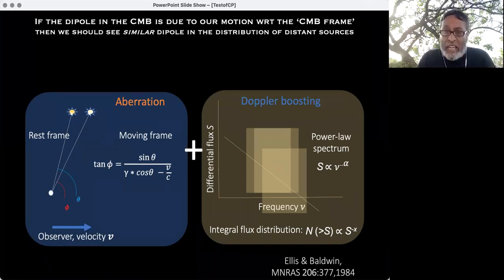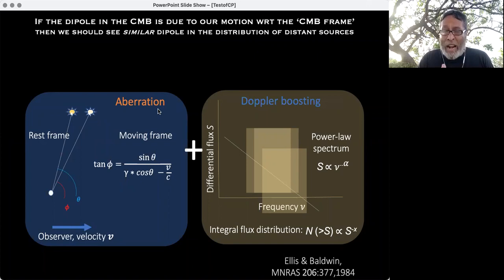And George Ellis and John Baldwin, George Ellis is a relativist, John Baldwin a radio astronomer from the Cavendish lab in Cambridge, pointed out that very similar to the dipole in the CMB, you should see a dipole in the distribution of high redshift objects because of the same effect, aberration, which all astronomers know.